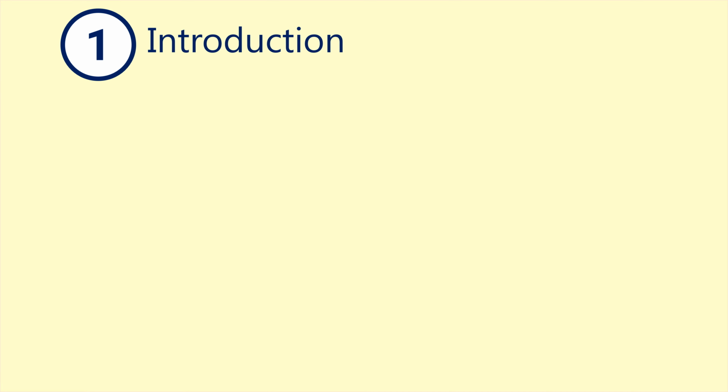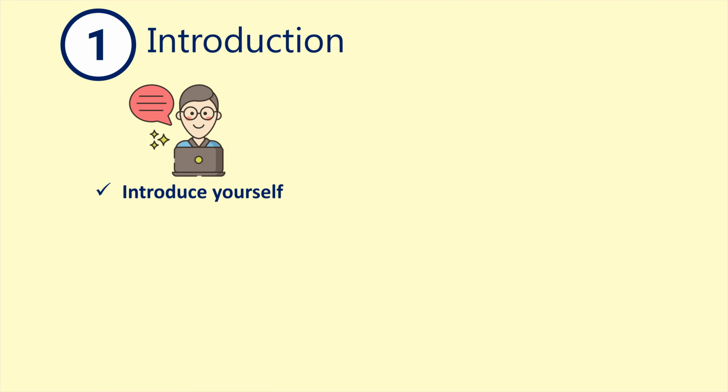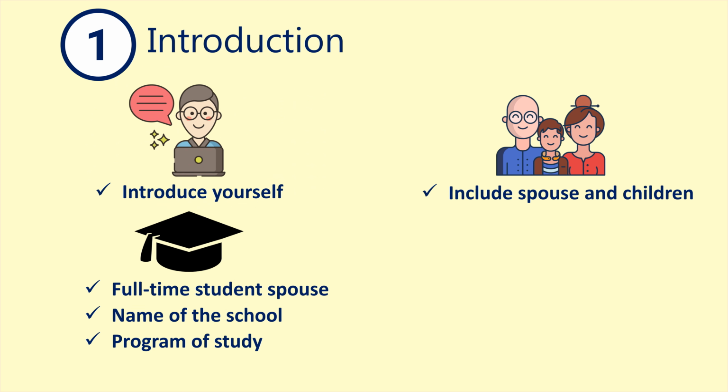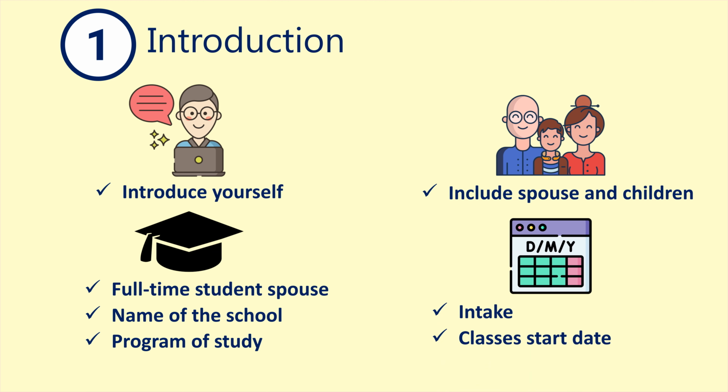In this section, you need to introduce yourself, and include the details of your spouse and children if you have any. Mention that your spouse or common law partner has received an admission as a full-time student. Provide the name of the school, details of the intended program of study, intake, and when the classes of your spouse will start.